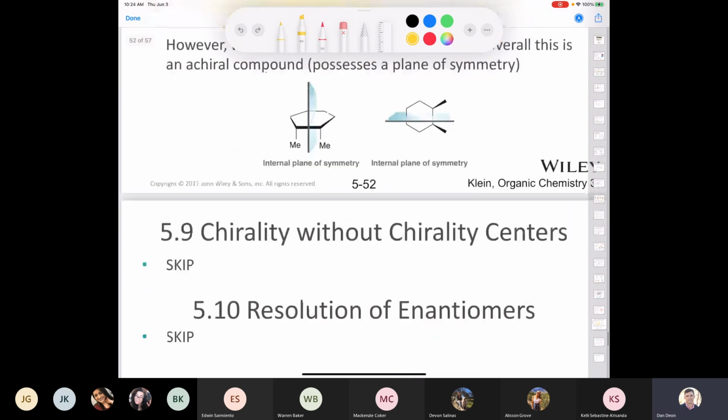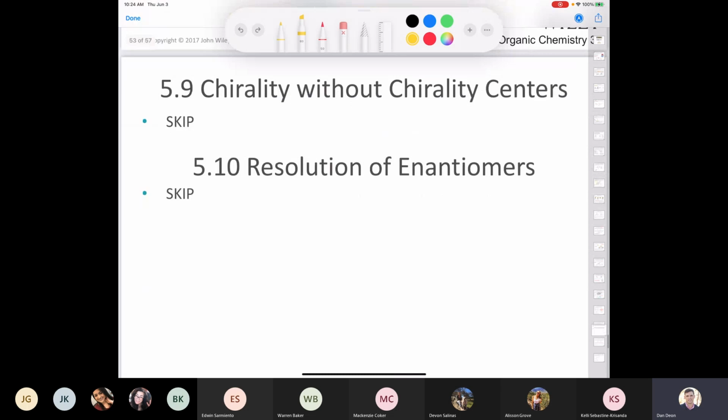Well, what we do is we skip section 5.9, which deals with molecules that are chiral but don't have any chiral center. So if you're like, well, how could that be? You could read it. It's really short. Doesn't take you a long time. It's basically because of the compound being locked in one conformation, and you can read about that. Again, very quick, but it's not covered on our quiz. It's not covered on the final.